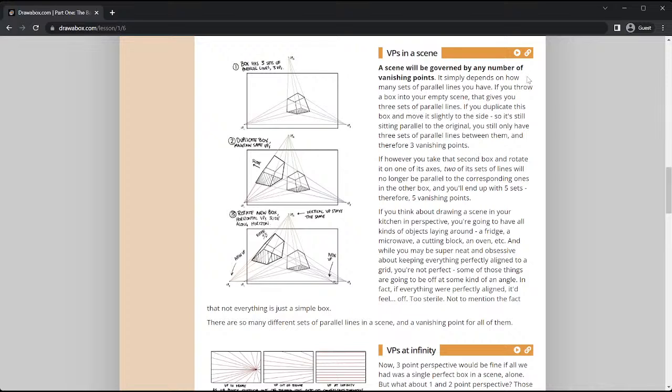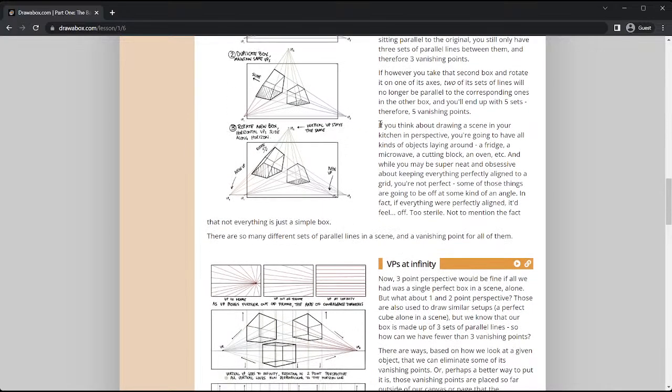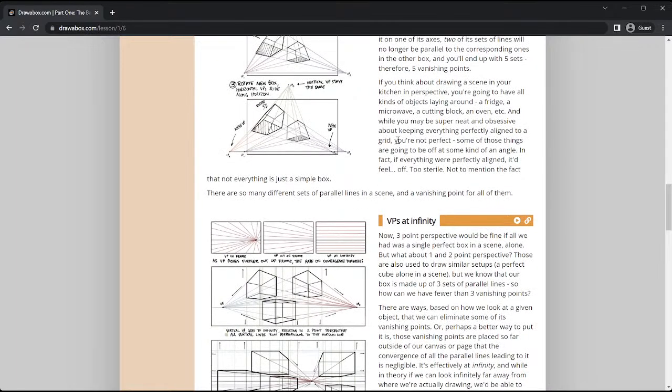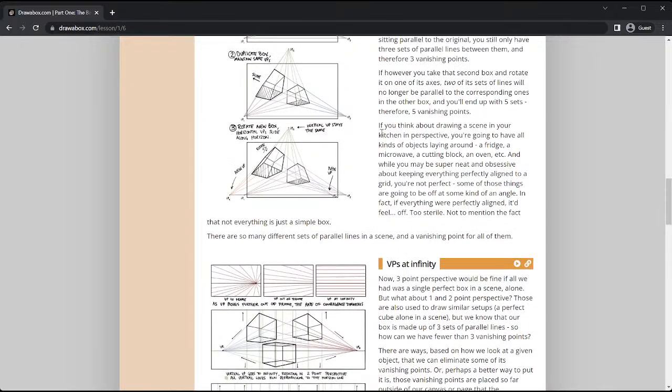A scene will be governed by any number of vanishing points. It depends on how many sets of parallel lines you have. A box gives you 3 sets. If you duplicate this box, so it's still parallel to the original, you only have 3 sets of parallel lines. If you take that second box and rotate it on one of its axes, 2 sets of its lines will no longer be parallel, and you'll end up with 5 sets. 3 plus 2, that's 5.